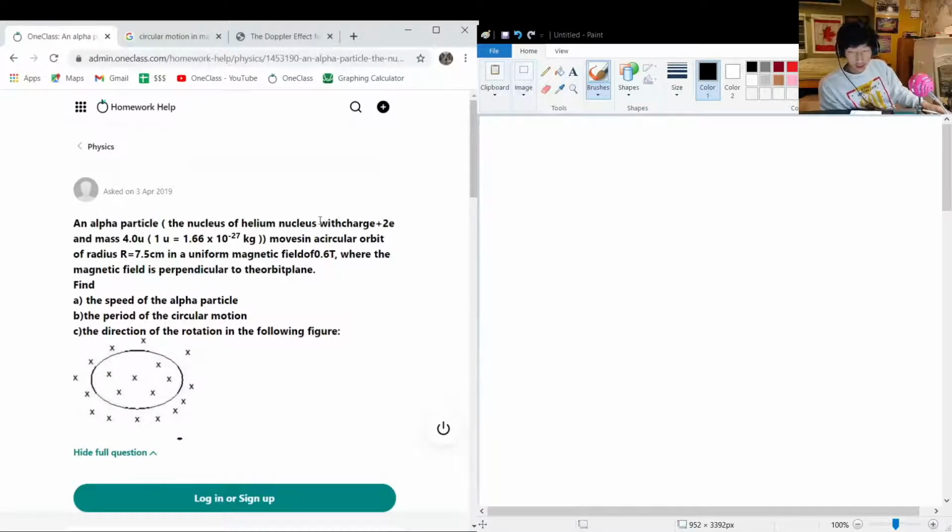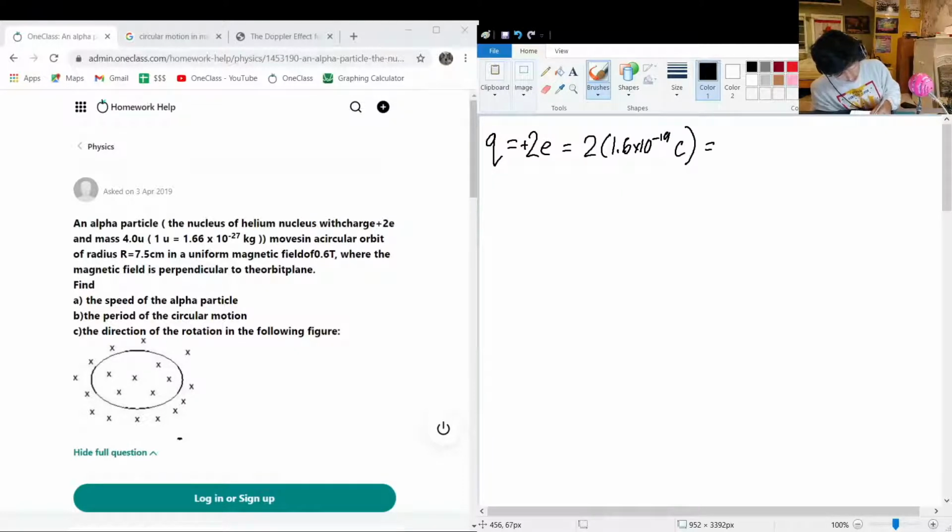Okay, so we've got an alpha particle, and we know the charge is going to be positive 2e. So we know that our charge, which is typically represented with the letter Q, is equal to positive 2e, which is equal to 2 times 1.6 times 10 to the negative 19 coulombs, which is simply positive 3.2 times 10 to the negative 19 coulombs. That's kind of a number that I like to memorize. Not that you really have to, it's just, why not, you know?